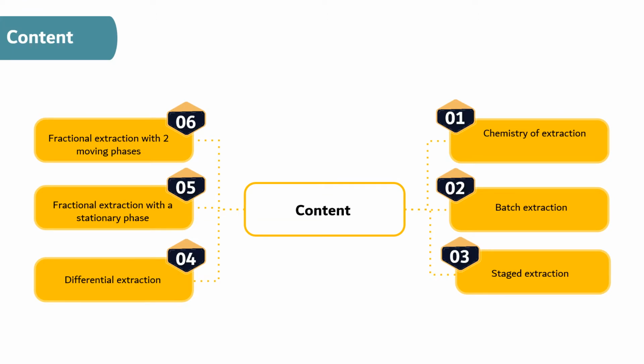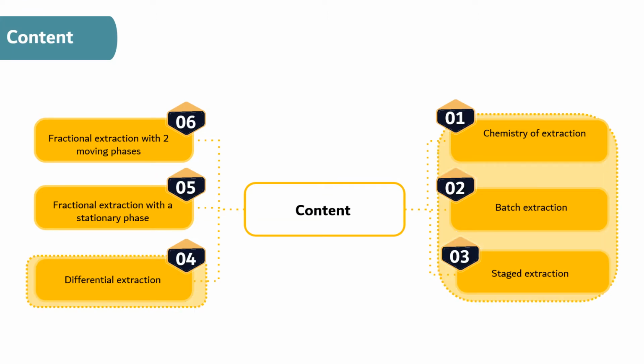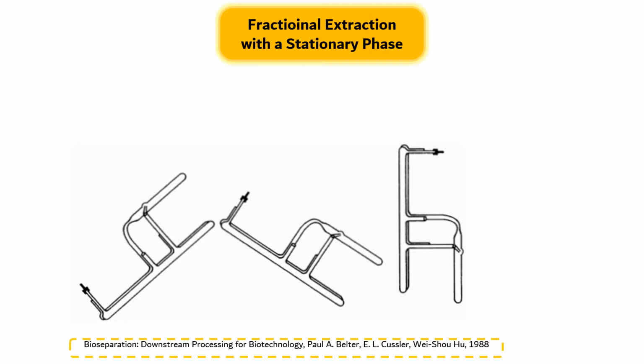Previously, we have discussed the chemistry of extraction, batch extraction, stage extraction, and differential extraction. In this segment, we will discuss fractional extraction with the stationary phase. Fractional extraction with the stationary phase is also called Craig extraction after its inventors.